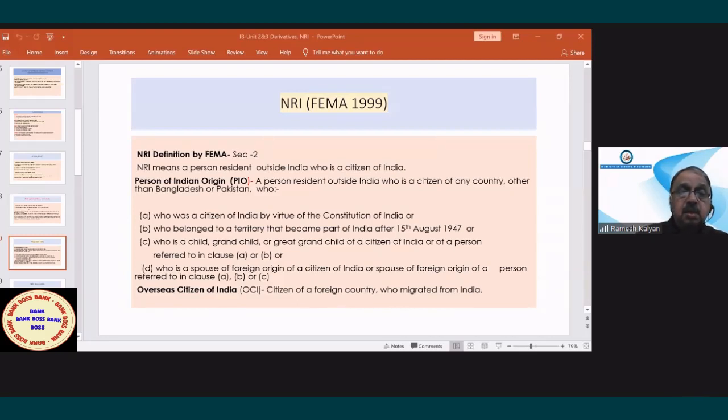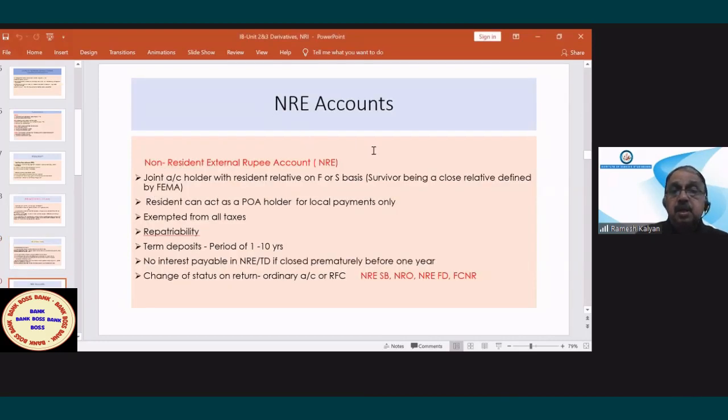Okay, then the NRO account, you are all familiar. The only change is that now joint account holding is permitted along with a resident Indian. That is, an NRI who is overseas, whose status is non-resident, can have a joint account with a resident Indian. Only the clause is former or survivor.